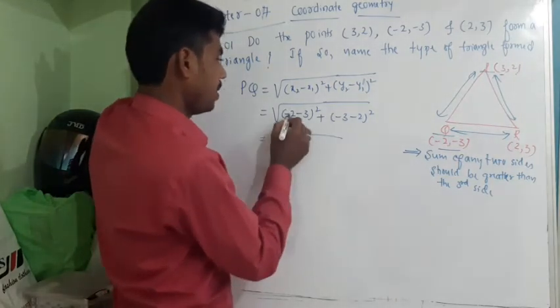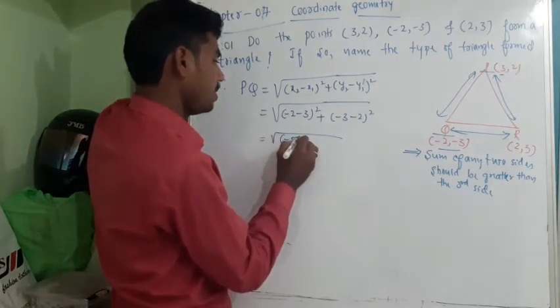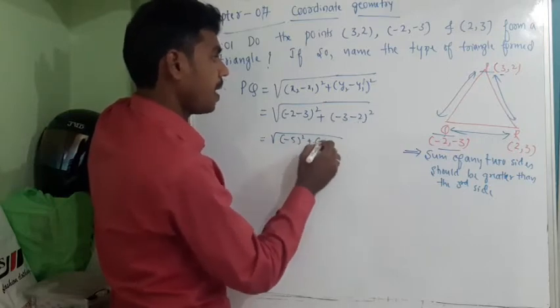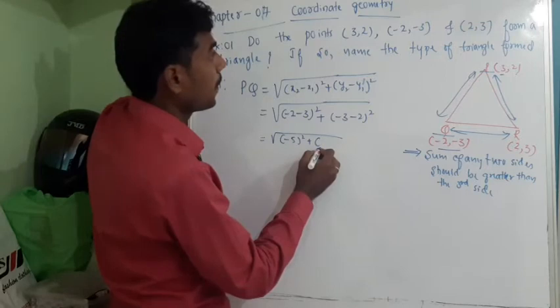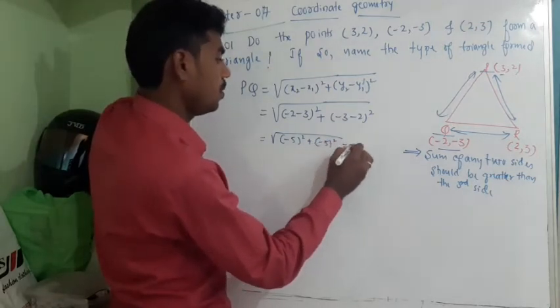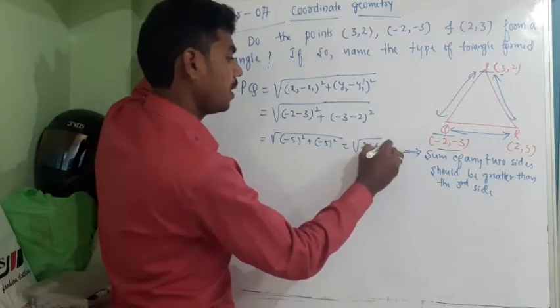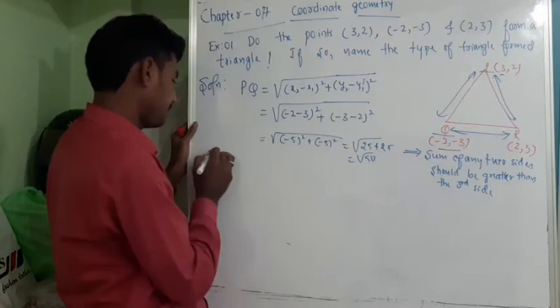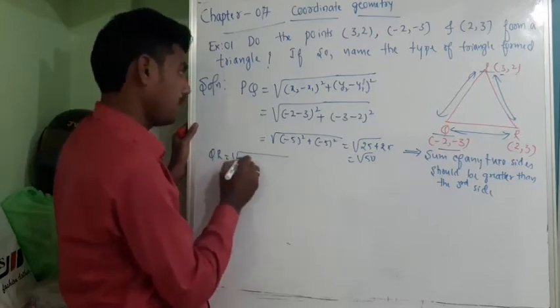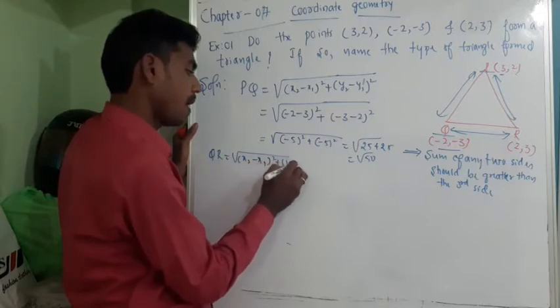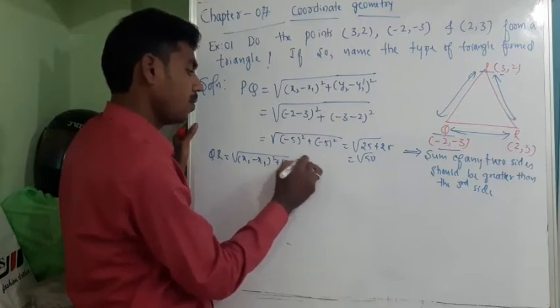Okay, next. This is minus 5 square, this is minus 3 minus 2 minus 5 square, which is equal to 25 plus 25, which is equal to root 50. Next, QR is equal to the same formula, x2 minus x1 whole square plus y2 minus y1 whole square.